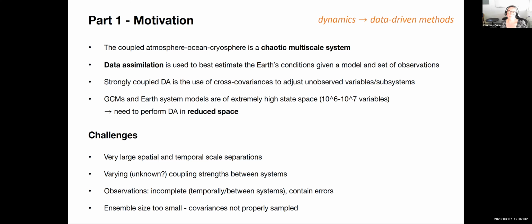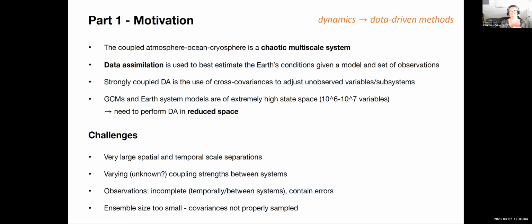Now there's this thing called strongly coupled data assimilation, right, which has been less explored, but is getting more explored in recent years. And that's where you use cross covariances across these different subsystems to adjust your unobserved variables and subsystems. So say if you want to model your atmosphere, ocean, cryosphere system, you're going to say that actually the ocean can respond to the atmosphere. You're going to take atmospheric observations to inform how your ocean behaves and vice versa, right?